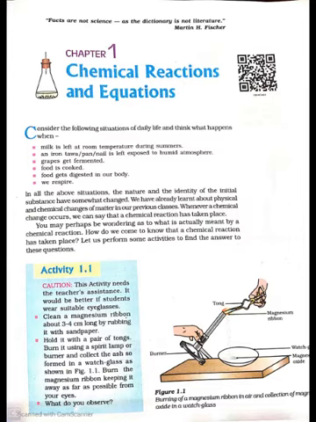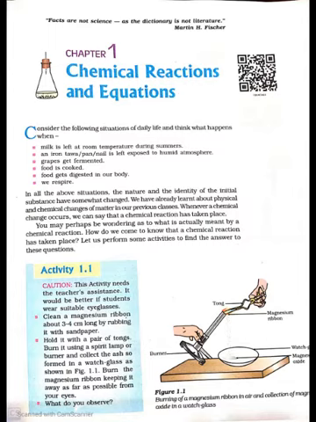Page number 14. In this chapter, Chemical Reactions and Equations, what you have learned. Now the points. 1. A complete chemical equation represents the reactants, products and their physical states symbolically. 2. A chemical reaction is balanced when the number of atoms of each type involved in a chemical reaction are the same on the reactant and product sides of the equation. Equations must always be balanced.